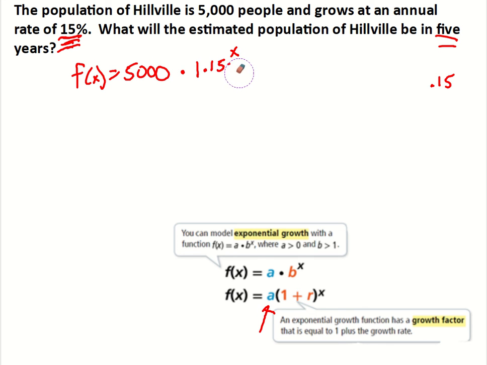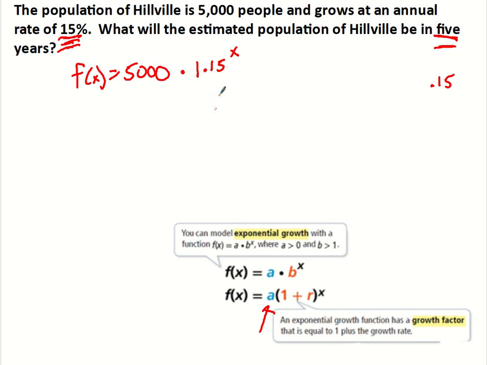Now in this situation, x represents the number of years which we want to plug in to figure out what the new population is going to be. So if we want to know what the population is going to be in 5 years, that's what I'm going to plug in for x, and then I just solve it. Again, it looks just like an exponential function, but now I'm taking that growth rate and adding a 1 to it, and that's going to be my growth factor. That's what our constant ratio now is.